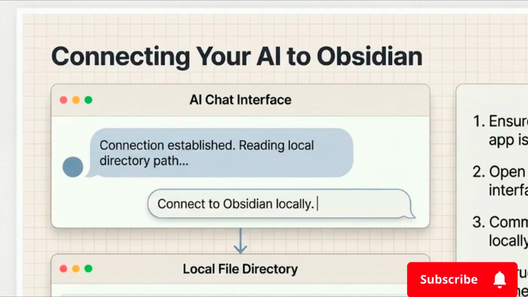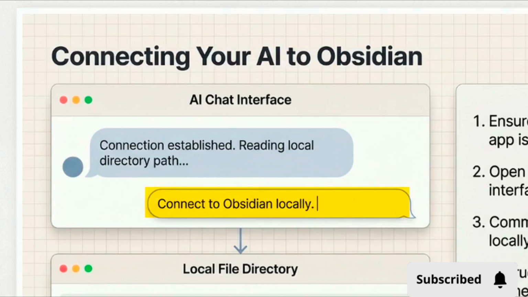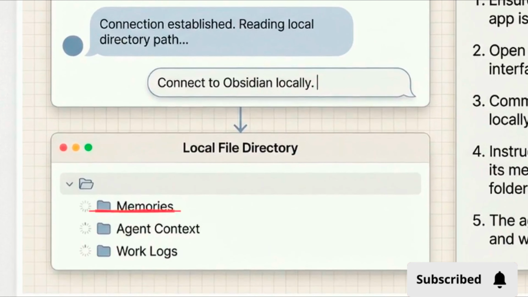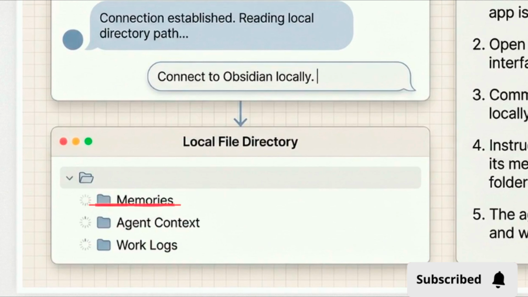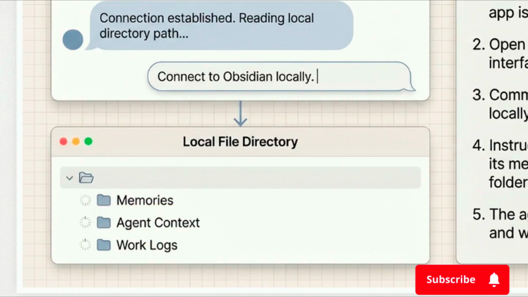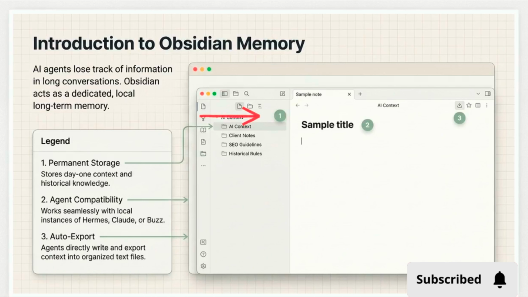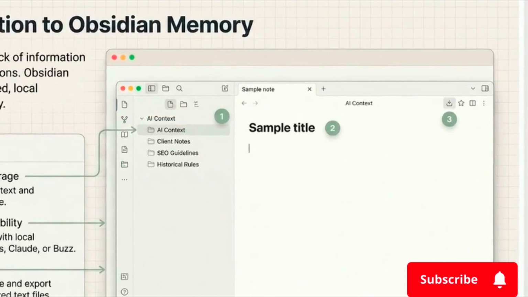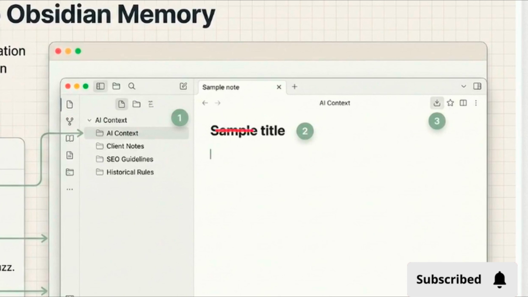Moving to the memory layer, type the command in your AI interface to connect to Obsidian locally. Instruct the agent to organize its memories, and it will generate specific folders directly in your local file directory. This left sidebar confirms the integration is active. The agent is now capable of auto-exporting its conversation context and writing it directly into these organized, permanent text files.